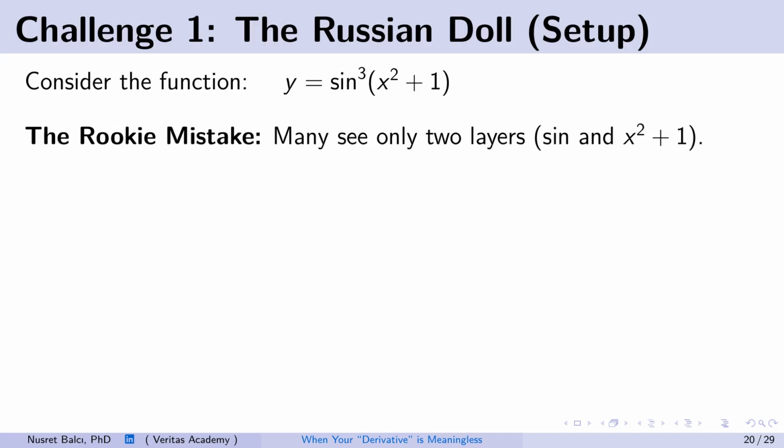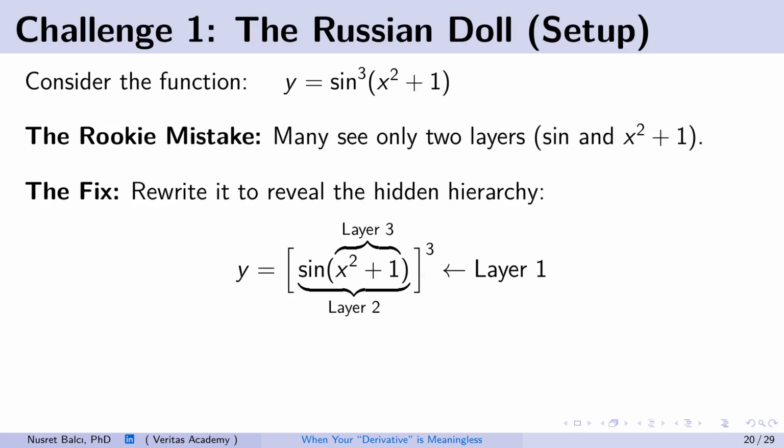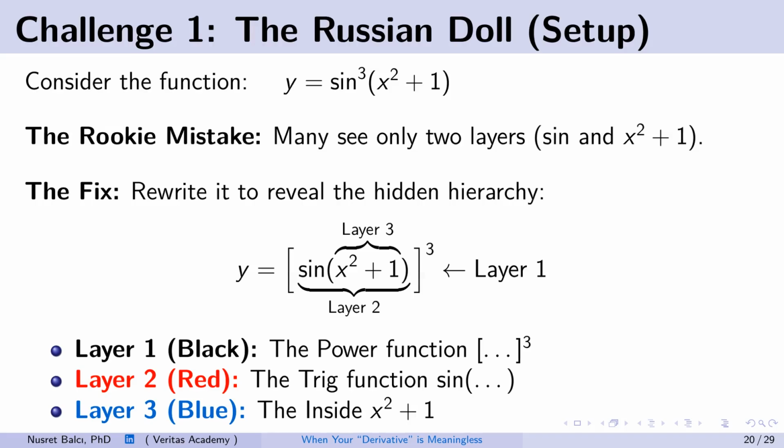As we saw in the peeling onion animation, complex functions are just like Russian dolls. We have a power function, wrapping a trig function, wrapping a polynomial. We peel the first layer, the power rule, bring down the 3, keep the inside the same, and square it. We peel the second layer, the sine. It becomes cosine. Again, we keep the innermost x squared plus 1 frozen.